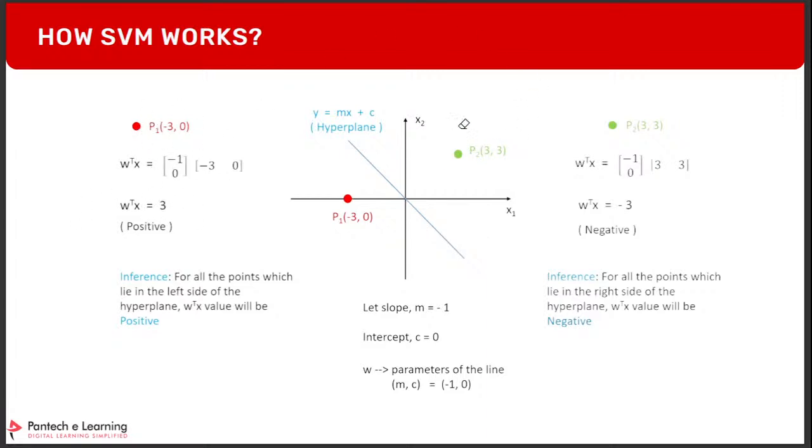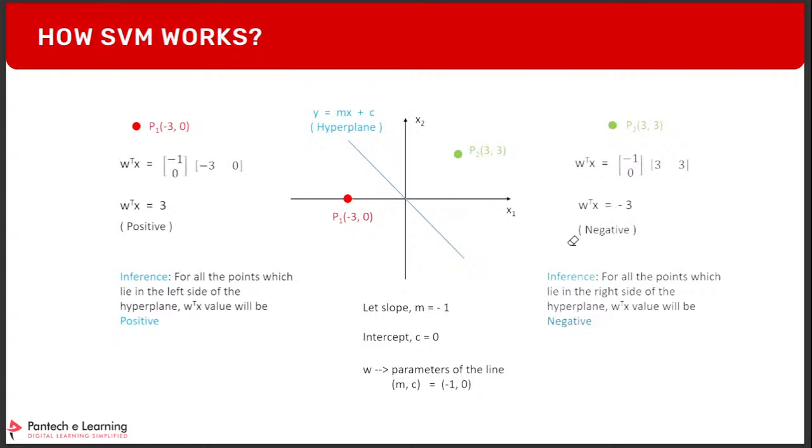When I do the same for the green color, that will be -1 0 and 3 3. When I perform matrix multiplication, it is -3 and then 0 into 3 will be 0. So the value is -3, so this is negative. The inference from here is, for all the points which lie on the left side of the hyperplane, this value W transpose of X will be positive. If you have some other points which belong to the red color class, it will be positive, and those on the right side will have a negative value.